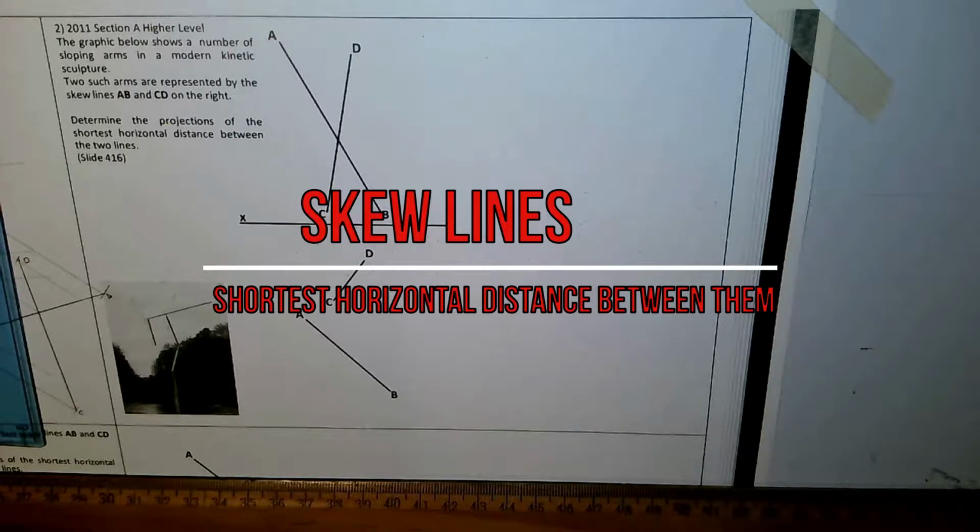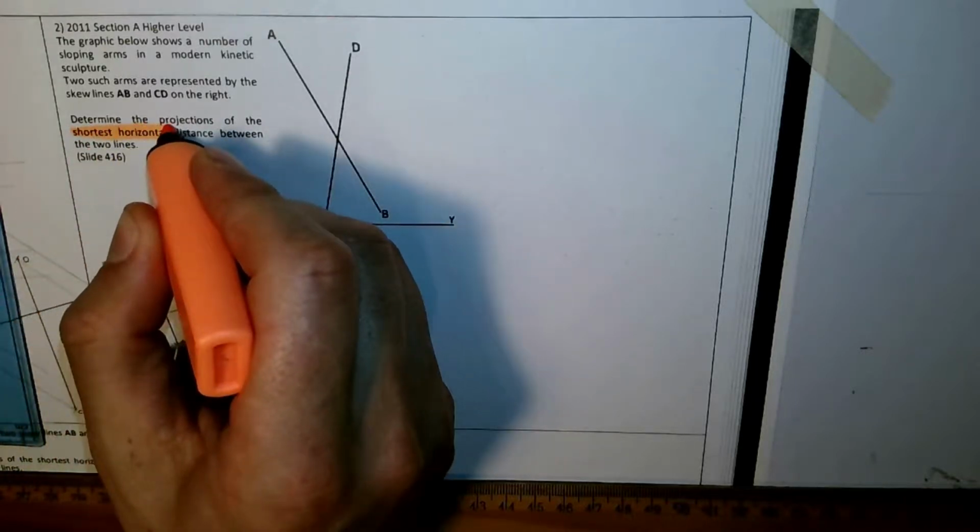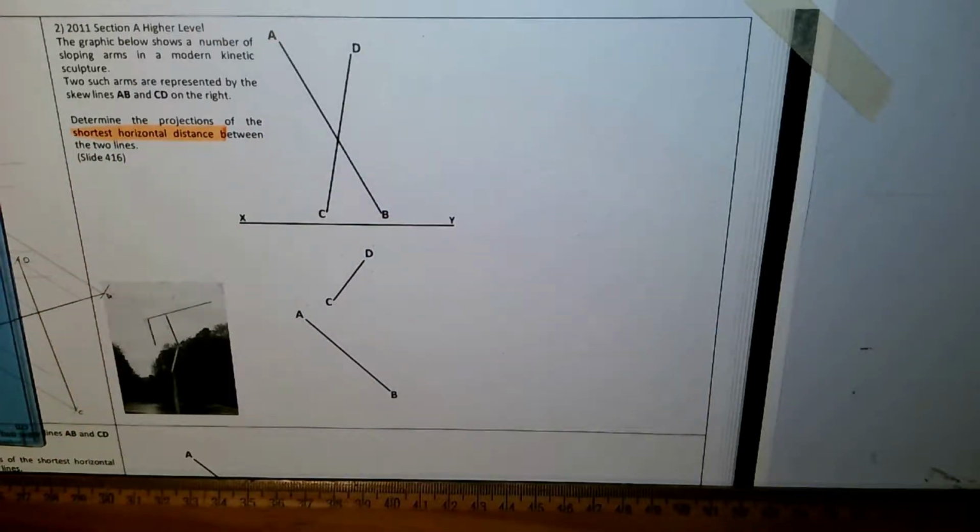So here we have another skewed lines question, and this question is slightly different to the shortest distance between them, because this time we're asked about the shortest horizontal distance between the skewed lines.